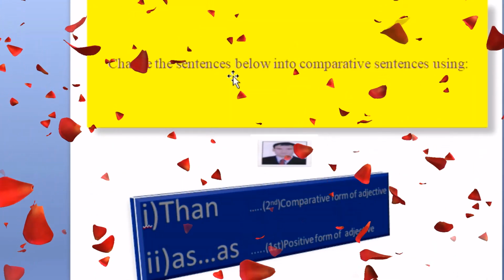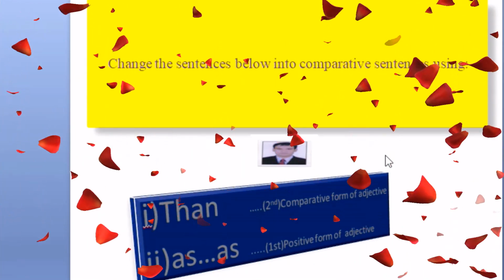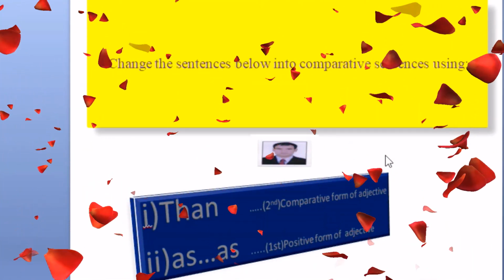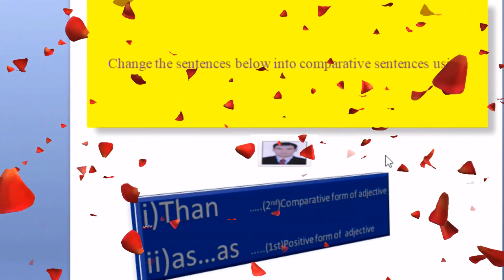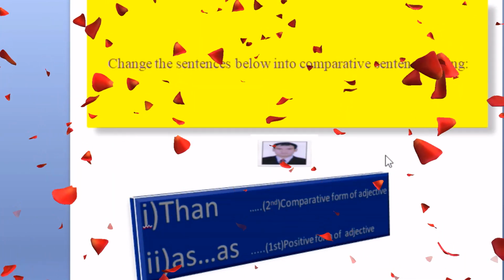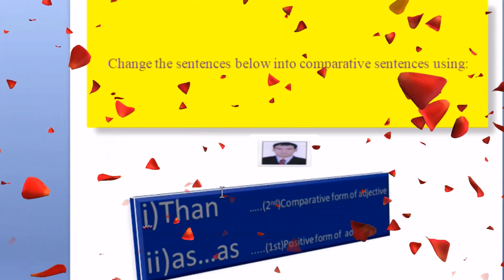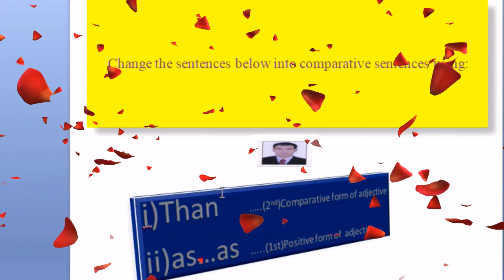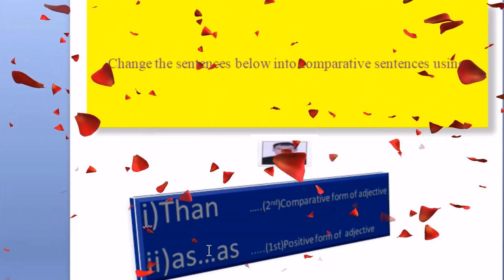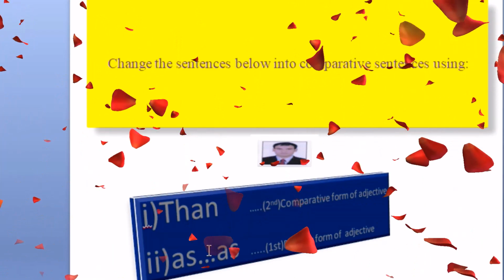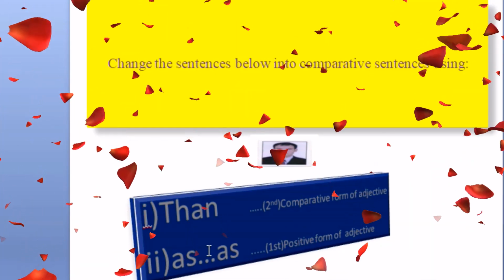As I told you already, change the sentences below into comparative sentences. First of all, you must know that you need to write comparative sentences, meaning sentences, not just one or two. Be clear about that. In number 1, you have to use "than" and write one comparative sentence using "than". In number 2, you have to use "as...as". That means, my dear, listen carefully: as adjective as. Keep in mind.